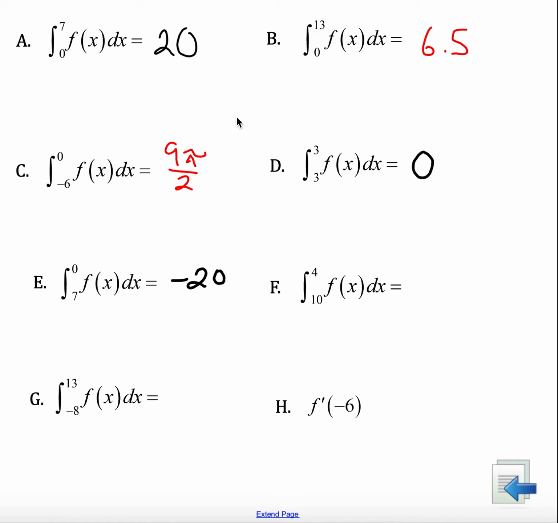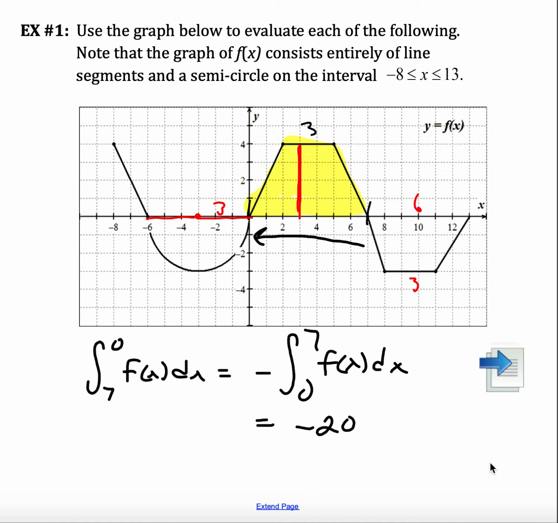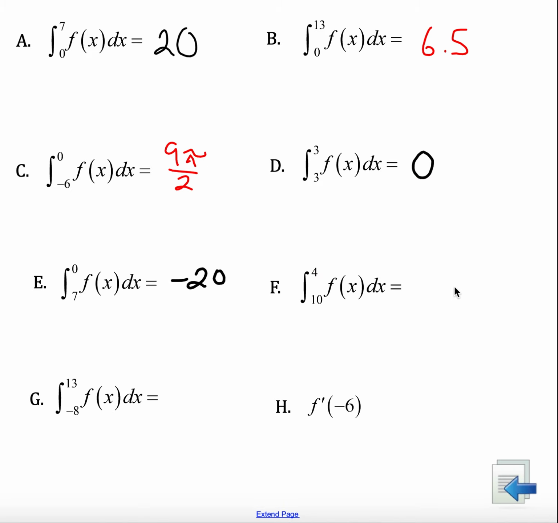Okay, and then 10 to 4, you would do the same idea. From 10 to 4, we would break it up and say, how about we go from 4 to 10, and you would make that negative. I'll let you guys do that one on your own, and I'm just going to give you the answer. The complete answer is going to be negative 1/2. So maybe you could pause the video and take a look at that one.